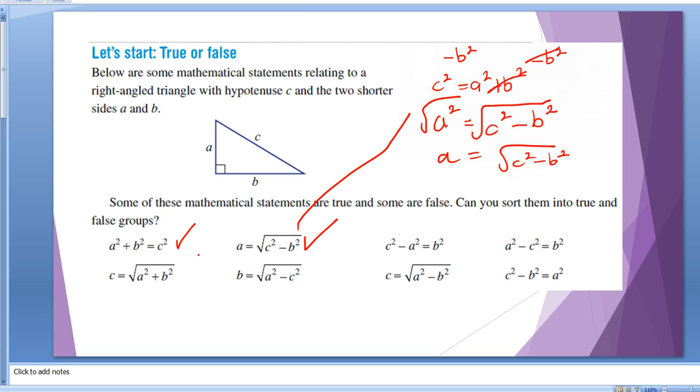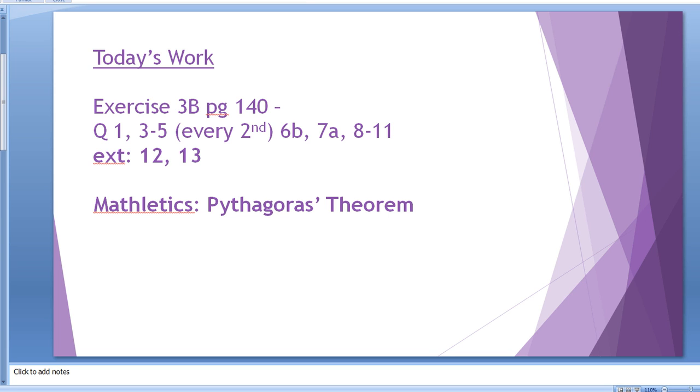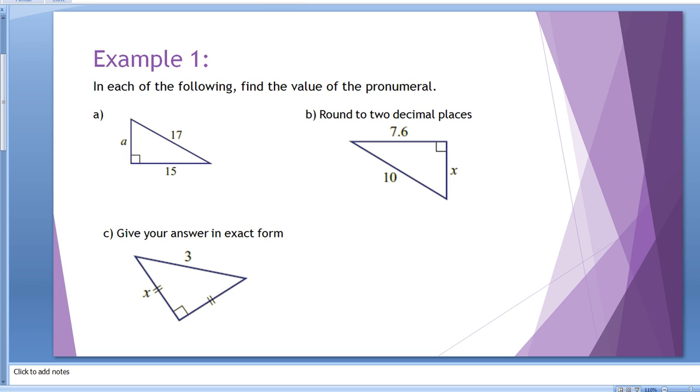Now some of them won't work, so I want you to go through later on and tick the ones that are good, or put the word true next to the ones that are okay and false next to the ones that don't work. Alright, now into the examples. There'll be 3 examples that we'll work through for this particular exercise, which is exercise 3B, and then I'll put that slide up at the end again for you, and that'll be the work that we do. So these 3 examples should just about cover you for most of the different ways the questions are asked.